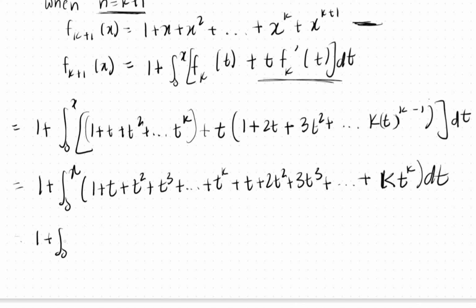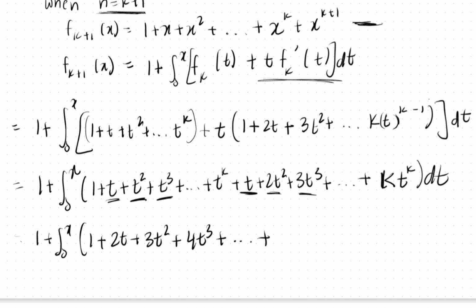Further simplifying it, we get 1 plus 2t plus 3t squared plus 4t cubed dot dot dot (k plus 1) t to the power of k. How I got this last term: I just took the t^k out of both of them and I got (k plus 1) t^k.